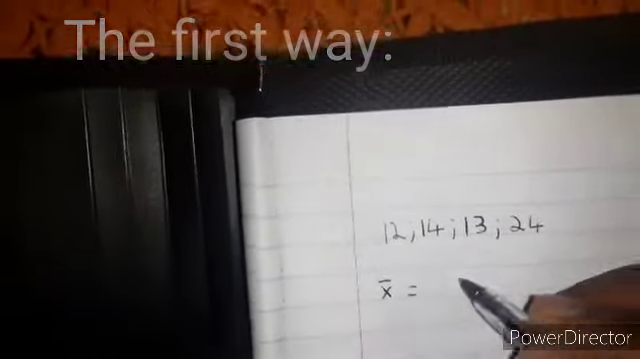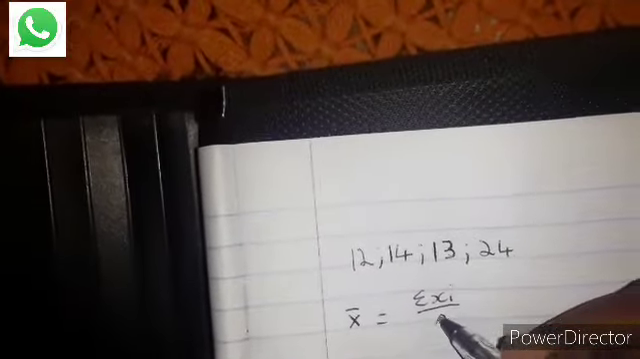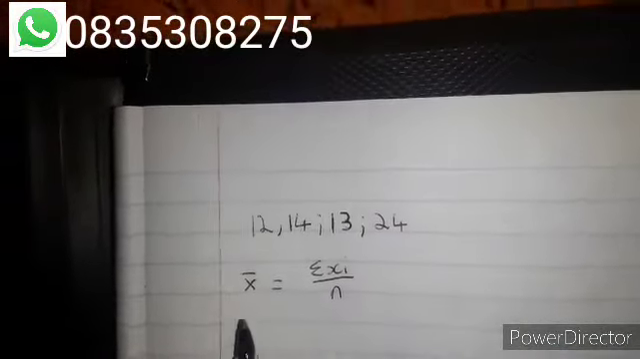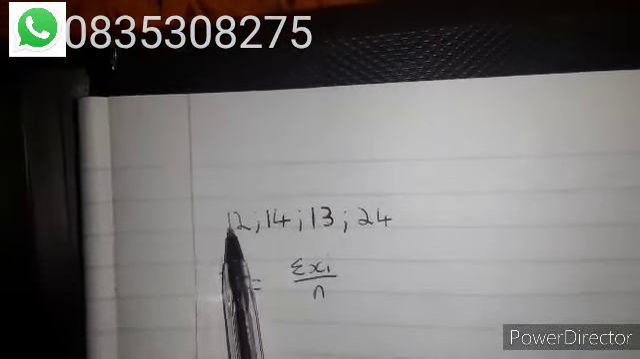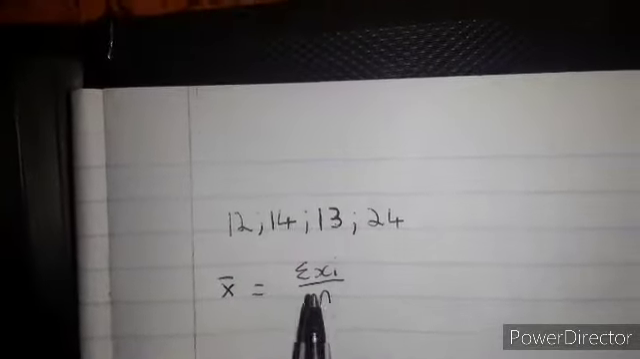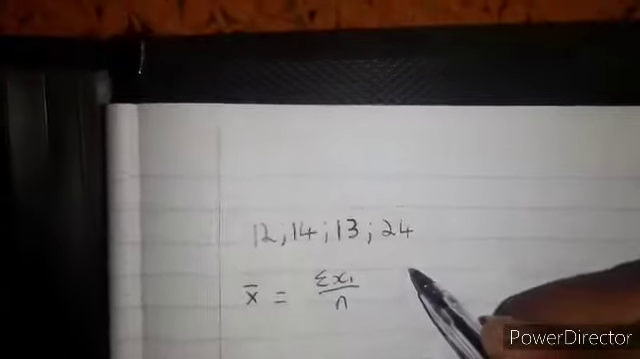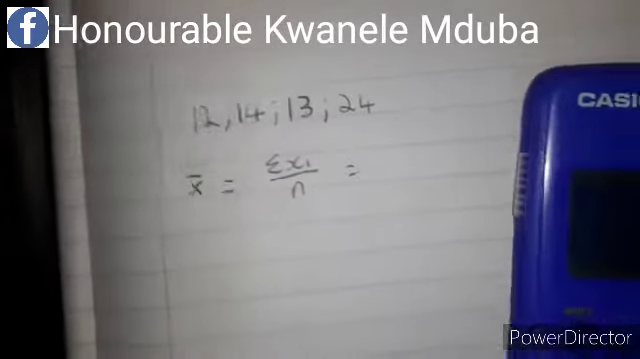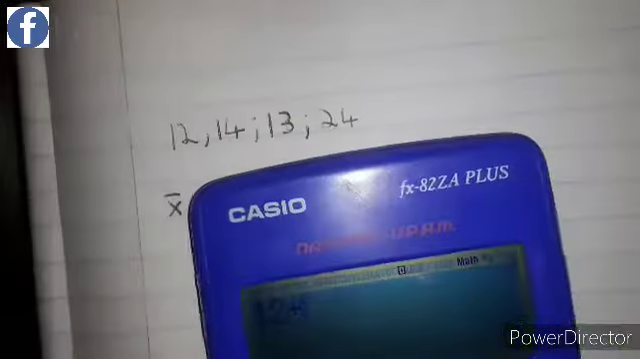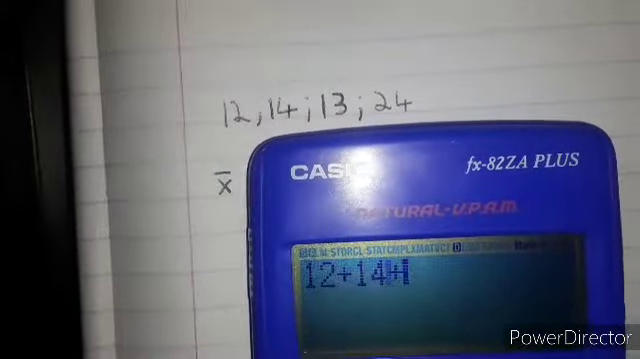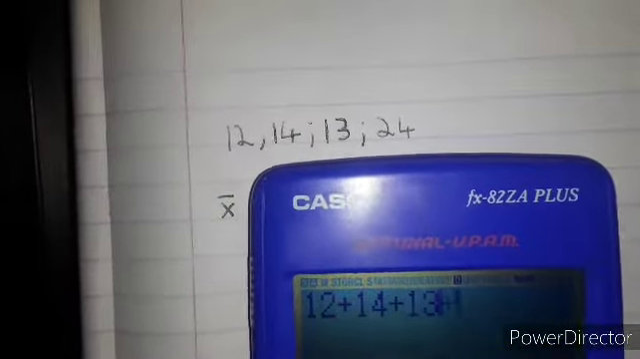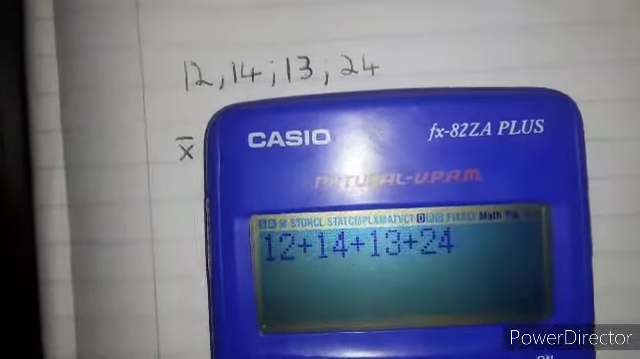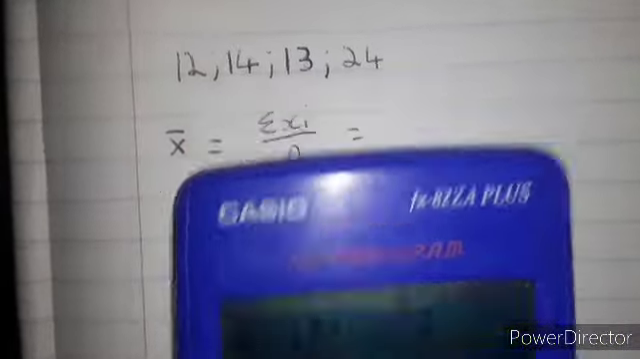It's x bar is equal to the sum of the observations divided by the number of observations. So we are going to add these observations in order to get the sum of observations, which is the sum of x. So we're going to say 12 plus 14 plus 13 plus 24, which is equal to 63.